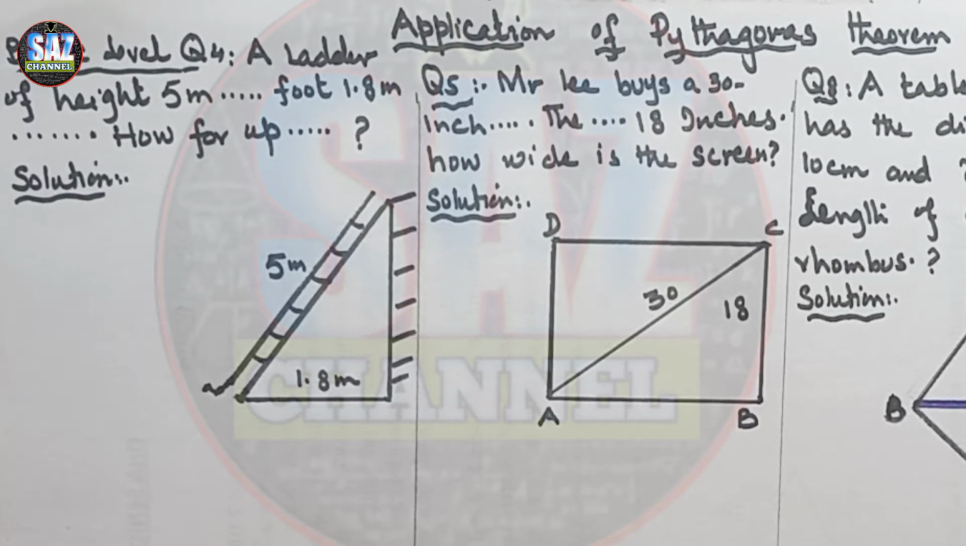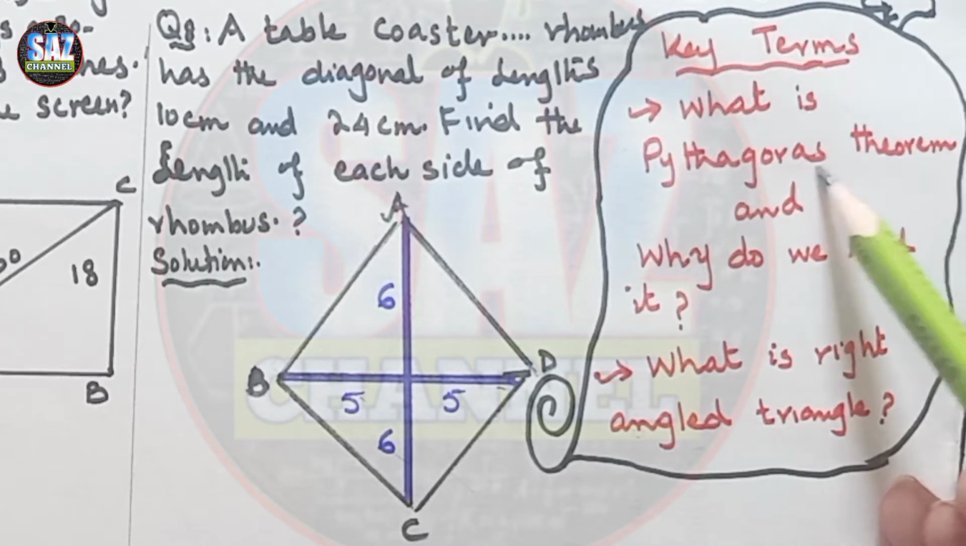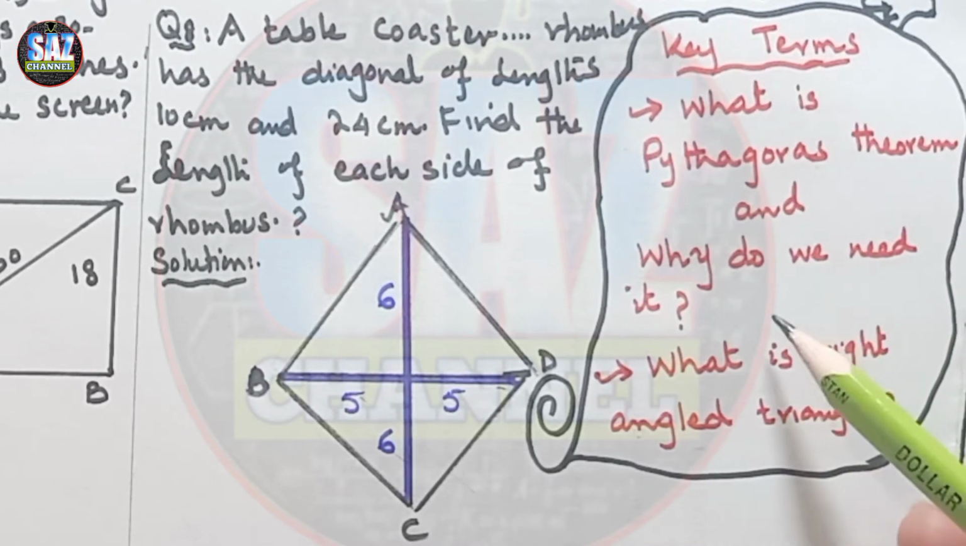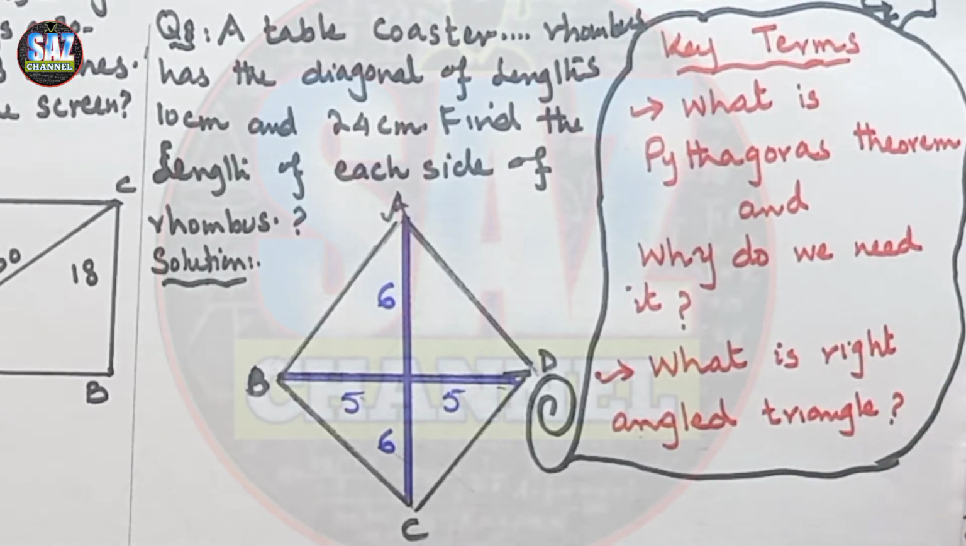This is my second lesson of D2, chapter number 10, exercise 10b, that is about the application of Pythagoras theorem in the real world. Before going to the lesson, there are some key terms that we have to understand: what is Pythagoras theorem, why do we need Pythagoras theorem, and what is a right triangle.